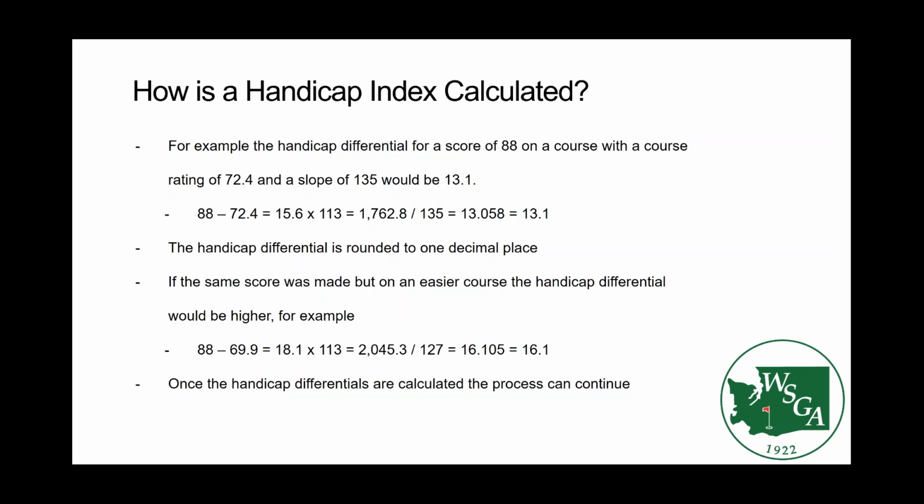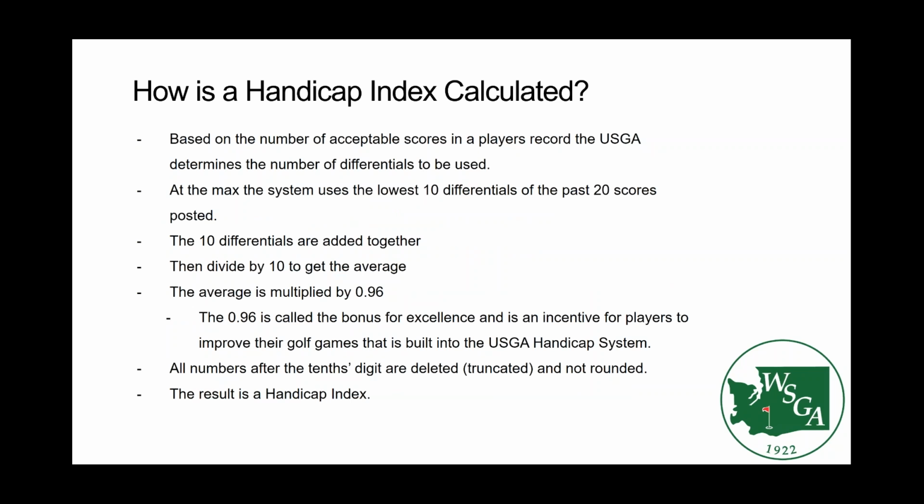All right, now moving on. Once we have our handicap differential, we now have to find out what our handicap index is. The handicap index very basically is an average of handicap differentials. At the max, when you have 20 scores posted, you will use the 10 lowest differentials out of those past 20 scores. The system uses the most recent 20 scores and then picks the 10 that have the lowest differential. Not the lowest score, but the lowest differential.